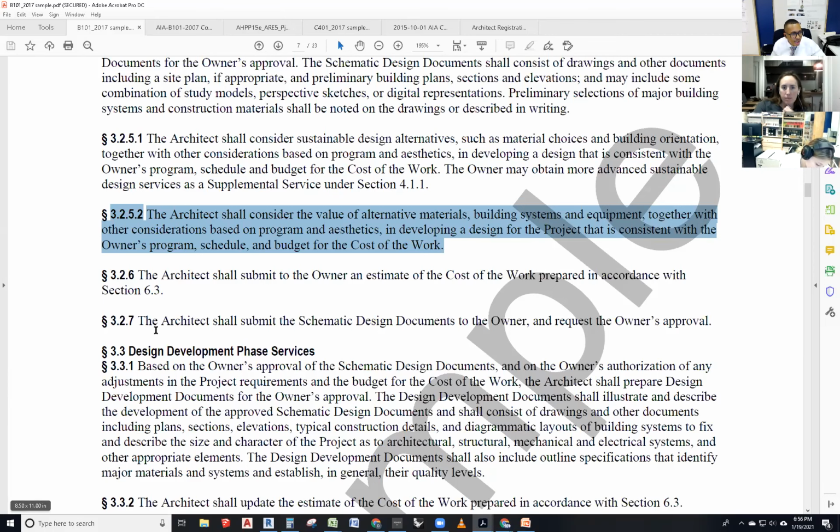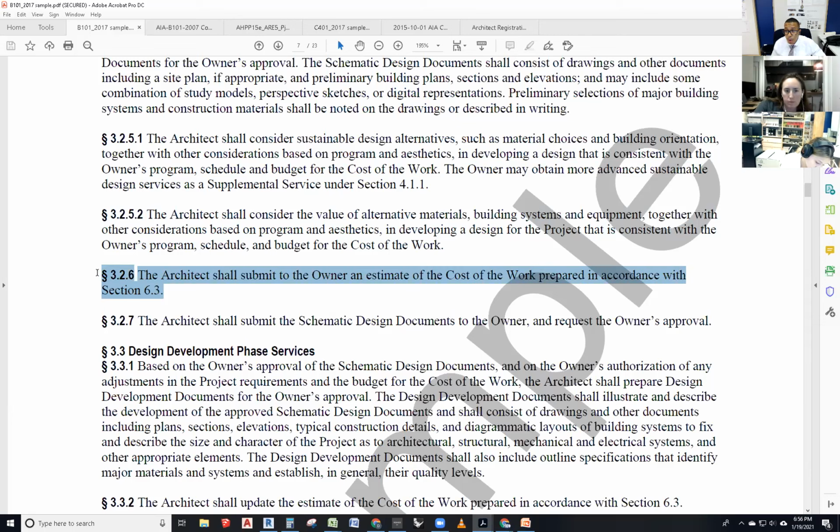So section 3.2.6: the architect shall submit to the owner an estimate for the cost of the work prepared in accordance with section 6.3. Guys, this is very important. So we submit the drawings I just mentioned to you, those general plans, sections, elevations, perspectives, models. We also begin selecting systems very schematically and consider their costs of all the systems and assemblies before we even begin putting their names on the drawings. But we also create an estimate for the cost of the work, all right? And this estimate, guys, is it gonna be using actual wall assemblies and systems to know how much this is gonna cost?